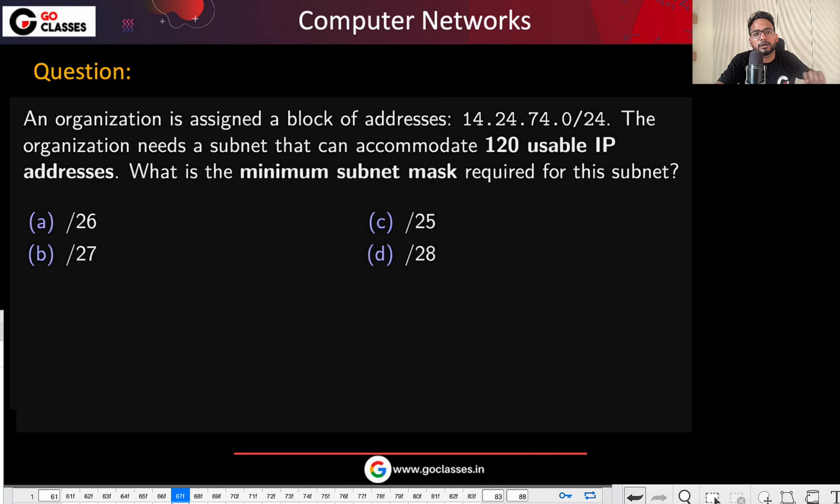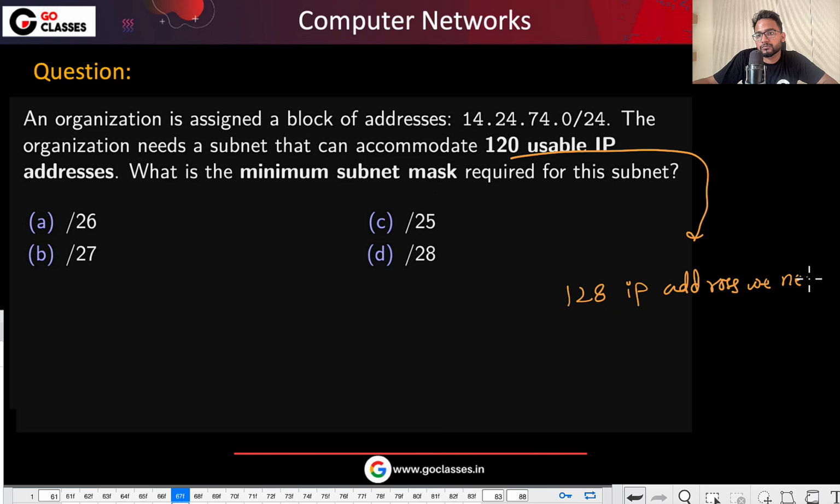Now let's see this question. An organization is given a block address. They are saying you already have a /24 network. Now that organization needs 120 usable IPs, or 120 doesn't matter, basically you need 128. You at least have to have 128 IP addresses. So 128 means 7, which means we need 7 host bits, 7 bits from the host bits, right?